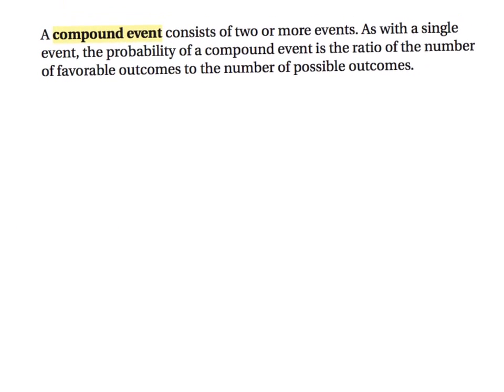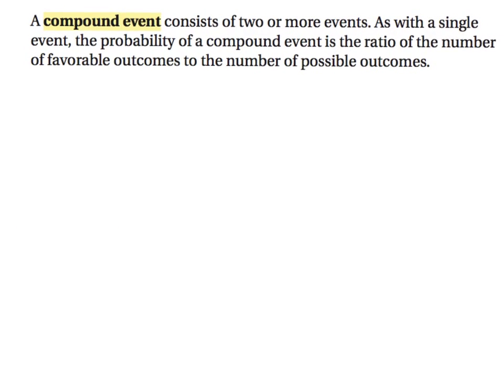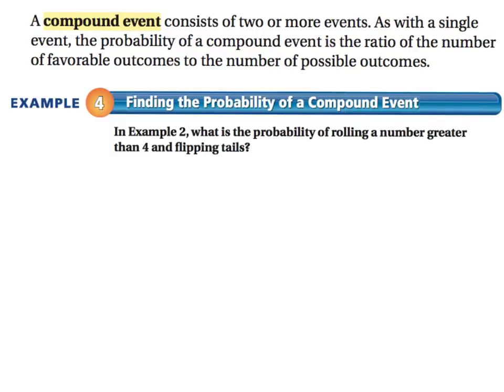So the next thing is talking about a compound event. A compound event consists of 2 or more events. As with a single event, the probability of a compound event is the ratio of the number of favorable outcomes to the number of possible outcomes. Now the book only shows you one way, I'm going to show you 2. Here's example 4. It says in example 2, what is the probability of rolling a number greater than 4 and flipping tails? So here is what the book says to do. This is completely up to you what you want to do.